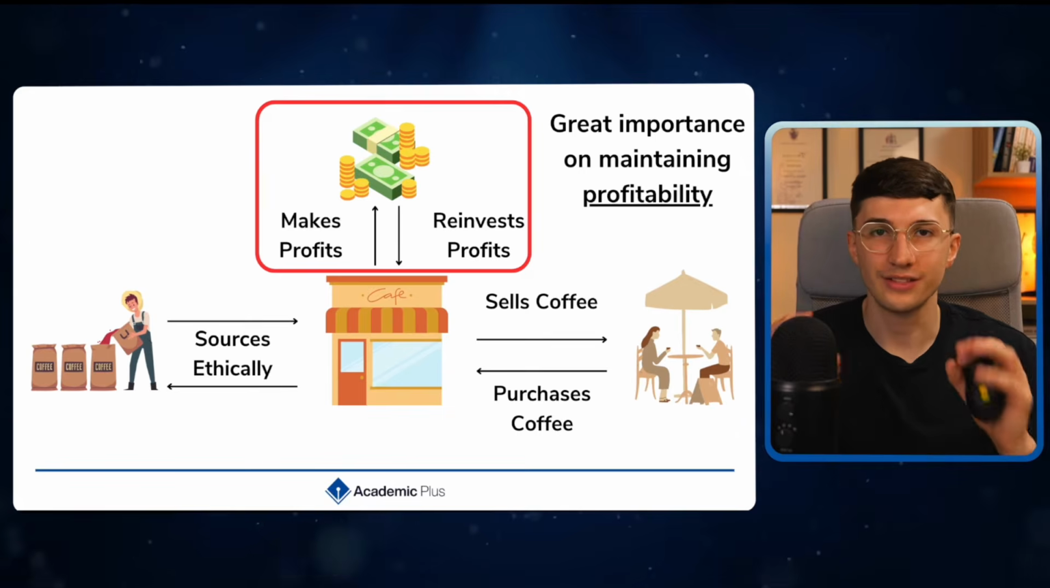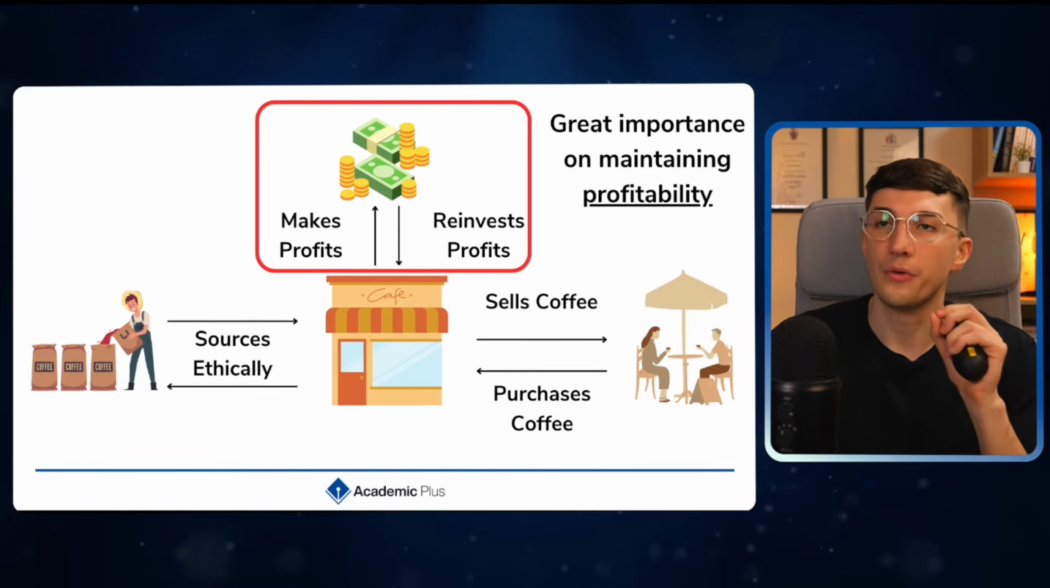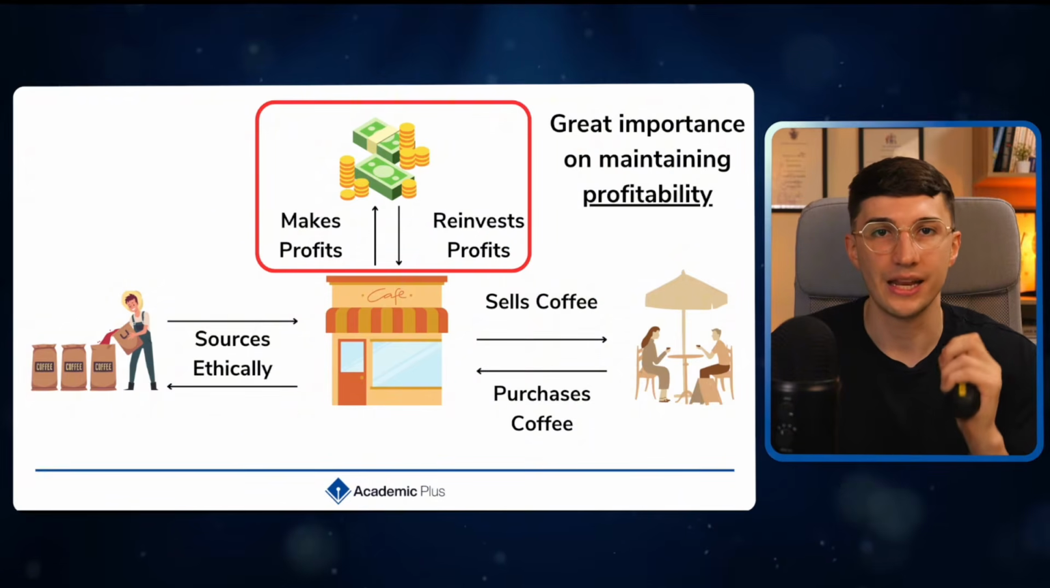So just to summarize, it's important to know social enterprises, they solve social objectives, but they put a great importance on maintaining profitability. The next topic that we'll take a look at in this revision video will be the difference between the private sector and the public sector.